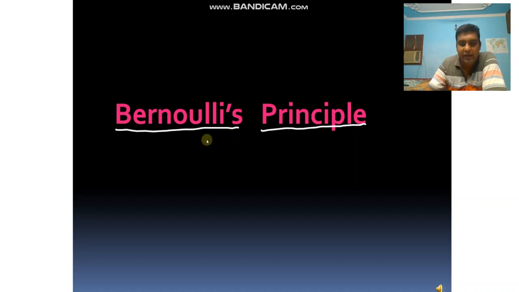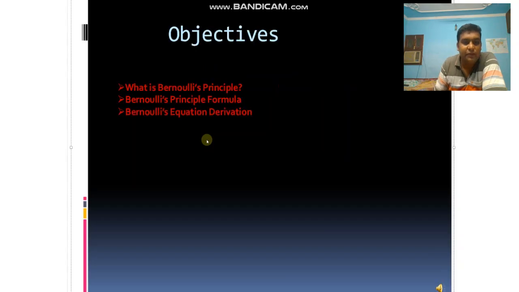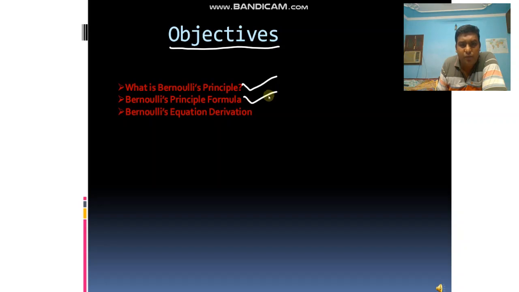What we are going to study next. So, what is our objective? The objective is, first, what is Bernoulli's principle, second, what is Bernoulli's principle formula, and the third one is what is Bernoulli's equation derivation. So in this video, we will study three topics: Bernoulli's principle, Bernoulli's principle formula, and Bernoulli's equation derivation. Okay.